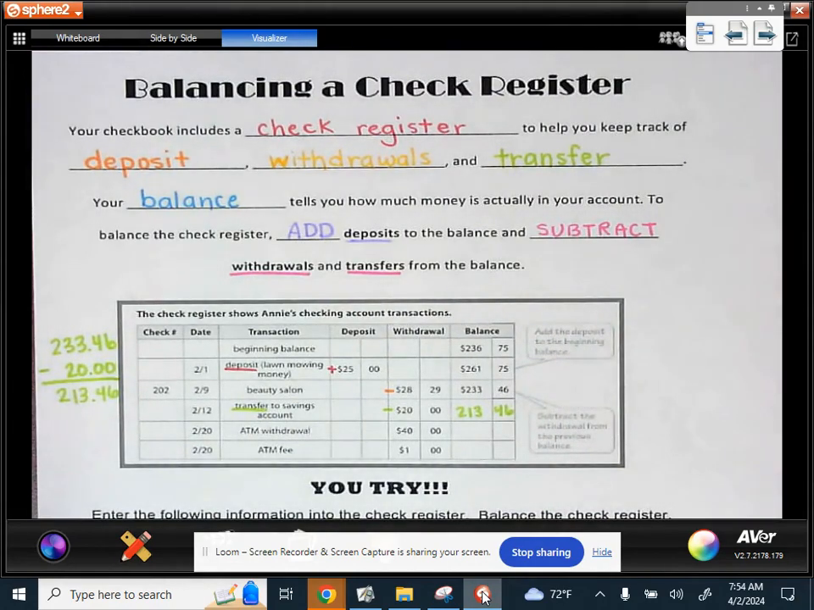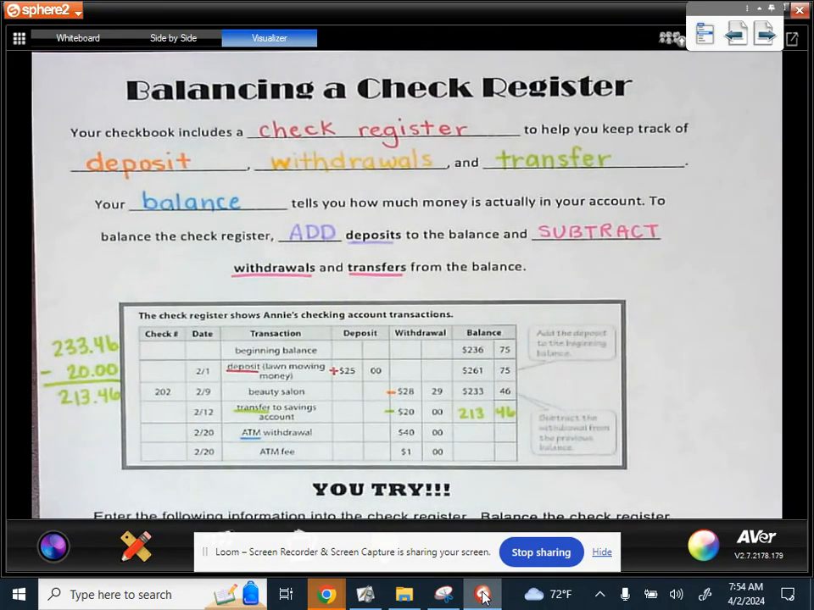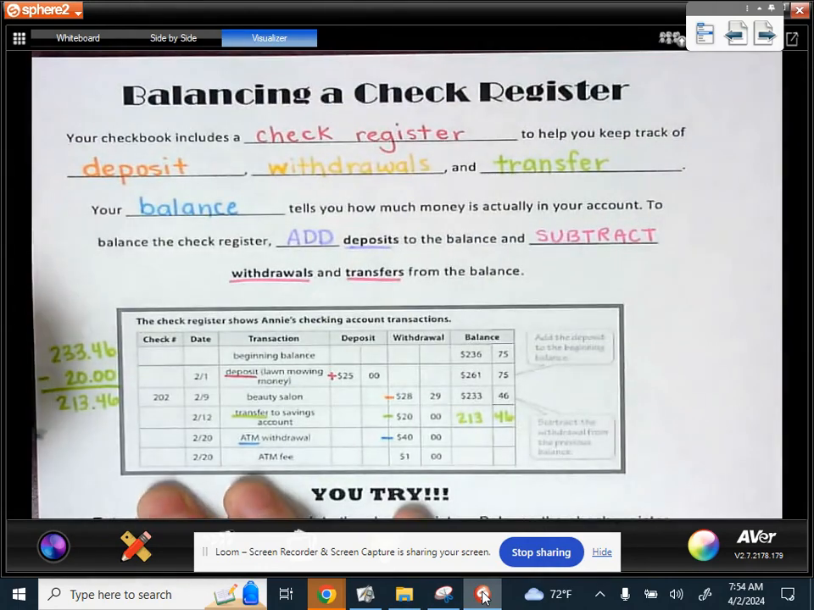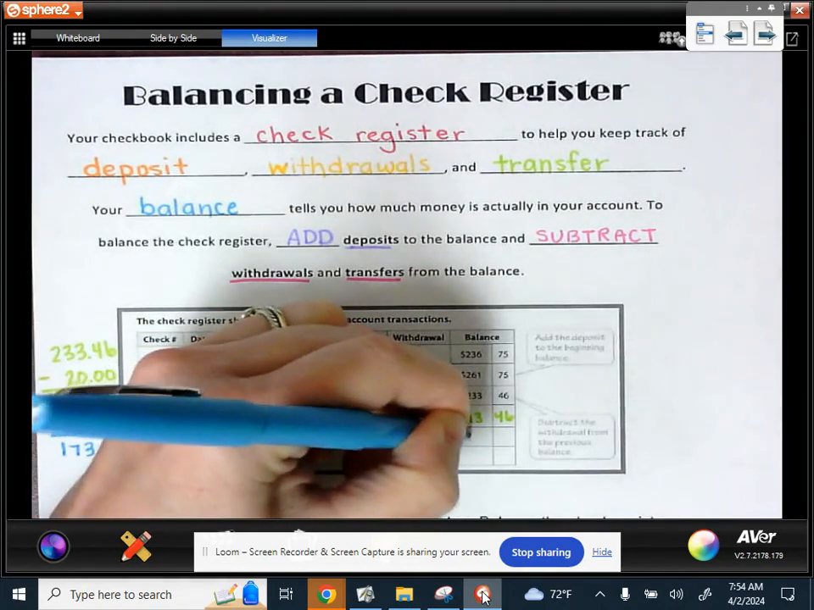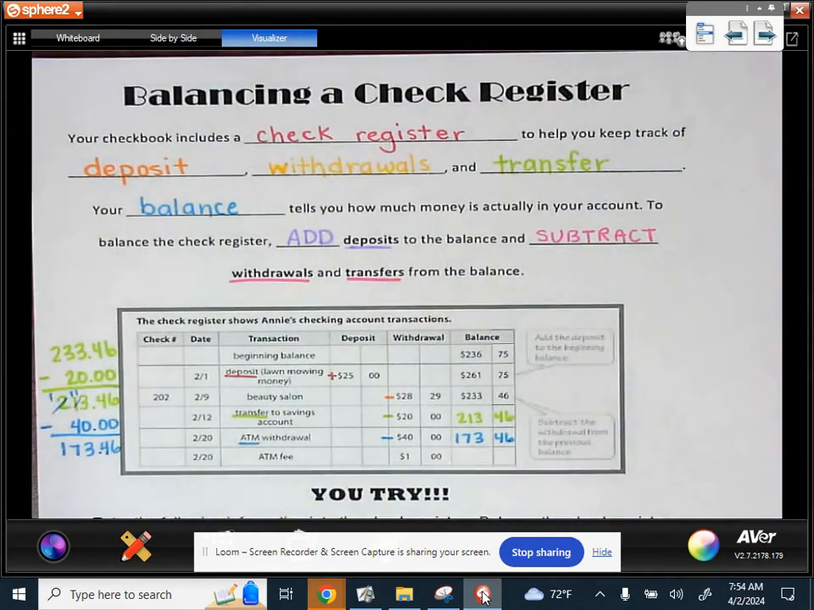Then the person went to the ATM. We talked about how it's convenient to take money out of the ATM. And so that's going to get subtracted from the balance. So now we need to take $40 away from our balance. I can't take 4 away from 1, so I've got to borrow from the 2. And we end up with $173.46.